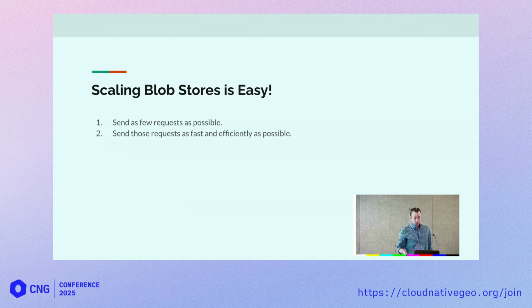This means that scaling blob stores is actually super easy. You just have to do two things, right? You have to send as few requests as possible to get the data you need, and you need to send those requests as fast as possible. If you can do these two things, then generally access to COG or Zarr or GeoParquet or really any data format that's hitting the blob store is going to be fast.